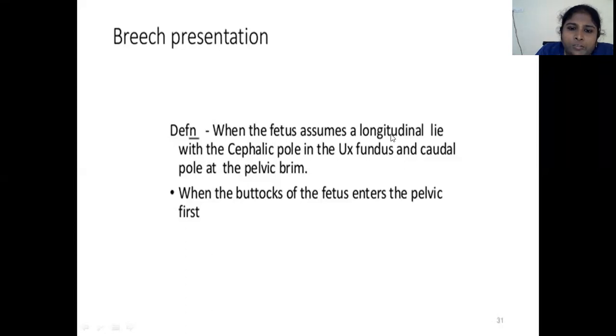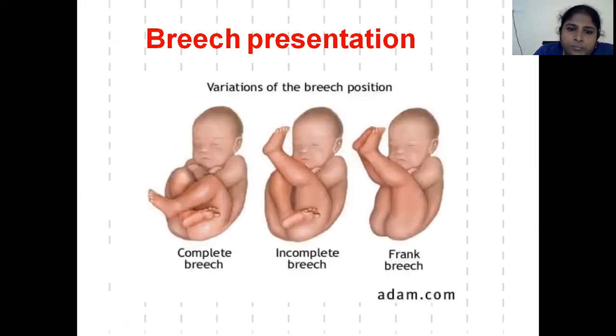When the fetus assumes a longitudinal lie with the cephalic pole lying at the uterine fundus and the caudal pole at the pelvic brim, this is also called caudalic pole. This lies at the inlet. It is called breech presentation. The buttocks enter the pelvis first. Just a description of the various types of breech.